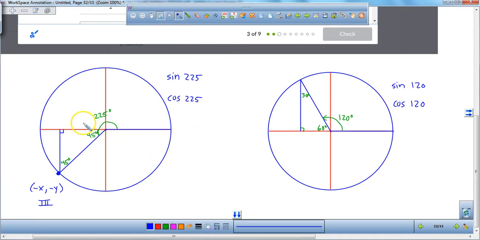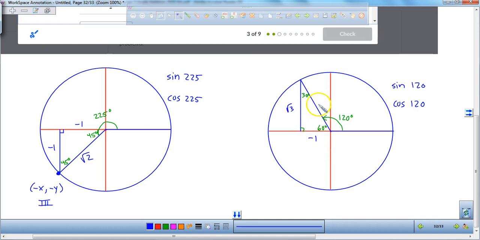Now, on this one, since we're going negative, we're going to call that -1 and -1 for our x values. We're going to call this radical 2. And over here, as it goes from here to here, we're going to call that -1. We're going to call this radical 3. We're going to call that a 2. So we're going from the 60 degree perspective and from the 45 degree perspective.